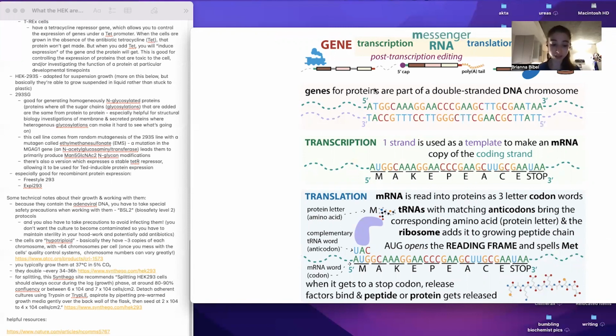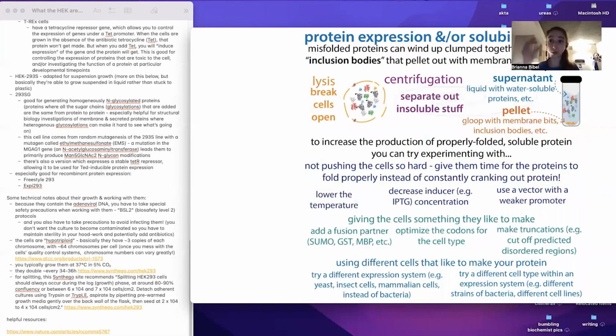And so you might get a protein that's not going to fold correctly because there are proteins called chaperones inside of cells that help proteins fold correctly. And then also proteins might need modifications.